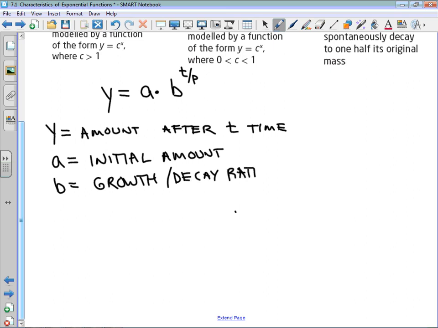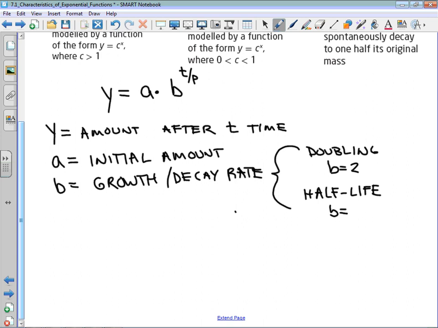And I just want to talk about a couple different ones. Sometimes we talk about doubling. If something is doubling, then B is equal to 2. If we talk about half-life, which is what this question will be about, B is equal to 1/2. I do want to talk about one that comes up in the notes, though.